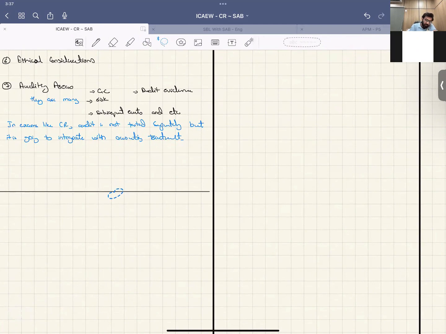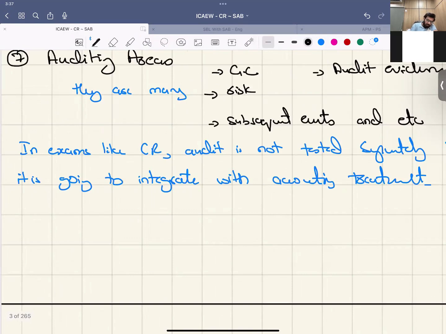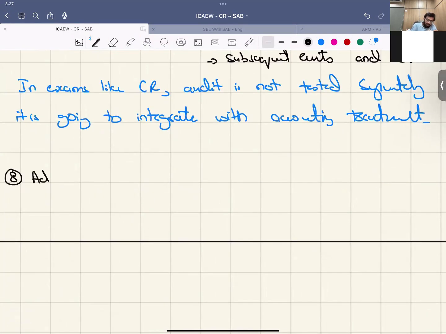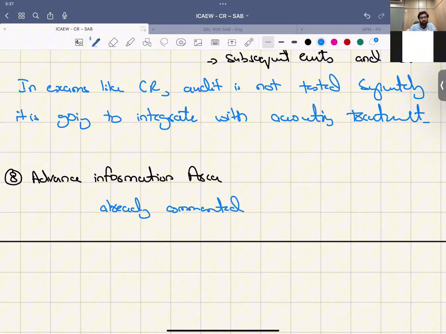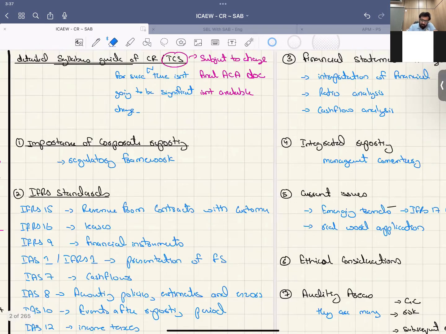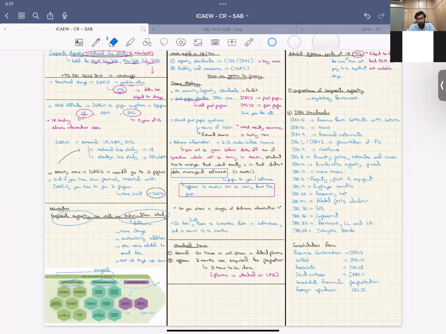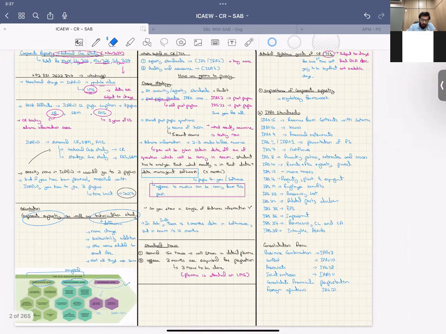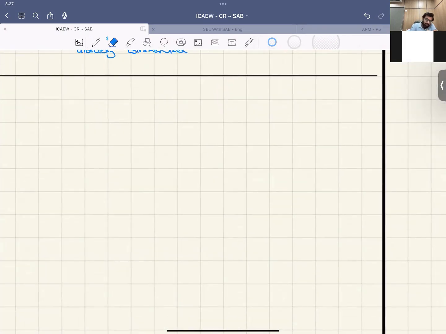I will not comment on that separately, as I have explained it a lot. So the eighth is the advanced information area, already commented on. So guys, I believe that I have explained this in a great manner. You will be agreeing with me that you now know what exactly is going to be tested in the syllabus.